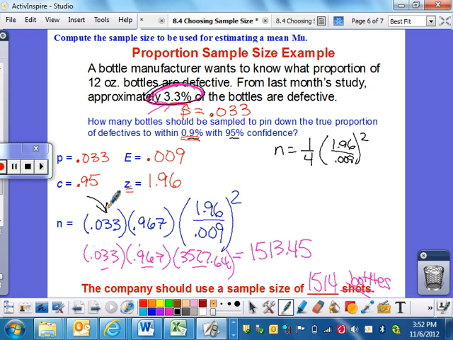So that is the idea of finding your sample size or choosing a logical sample size.